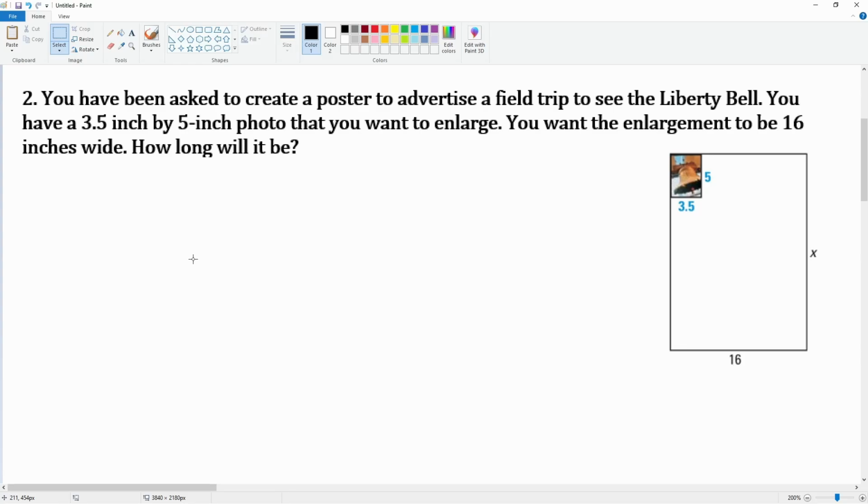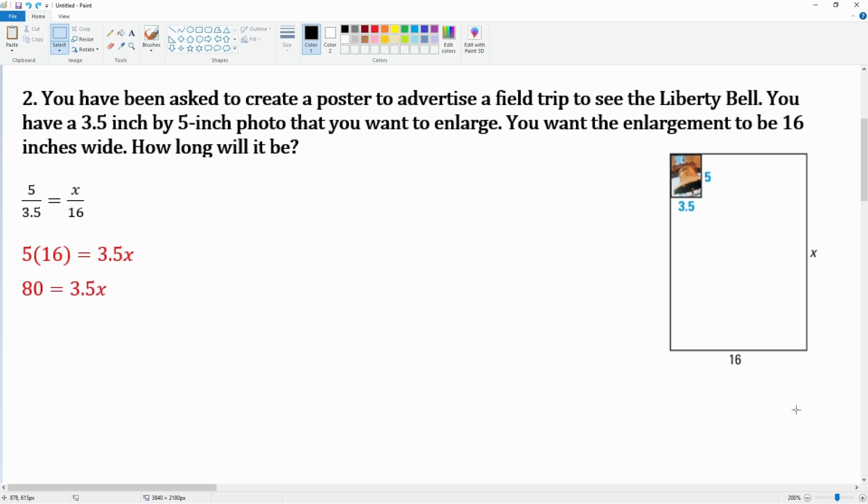Question 2 here, you're asked to basically enlarge that 3.5 by 5 into having a width of 16. You're comparing two similar objects, so you're just going to set up a proportion here. The smaller one is 5 over 3.5 equals the larger one, which is x over 16. Cross multiply, so you have 5 times 16 and 3.5x on the other side.